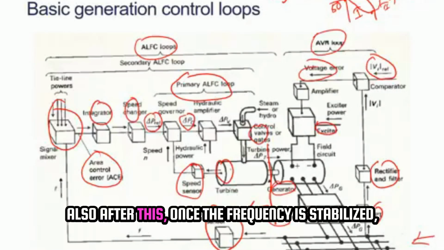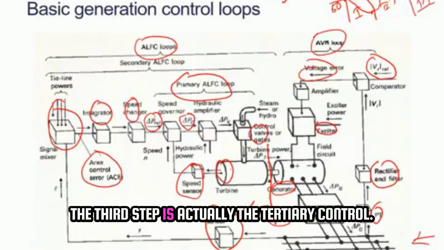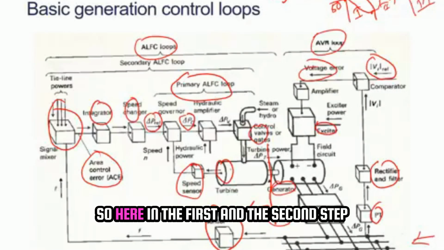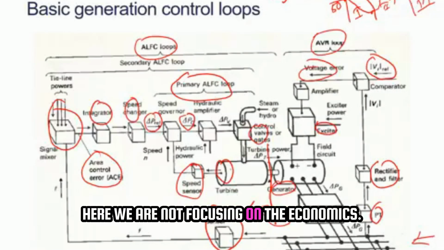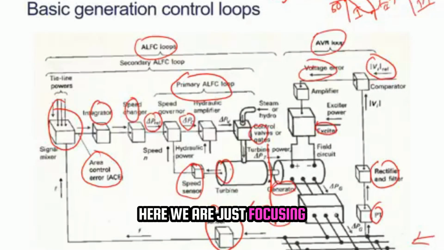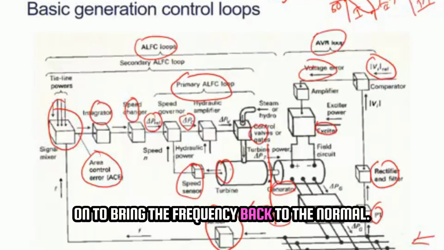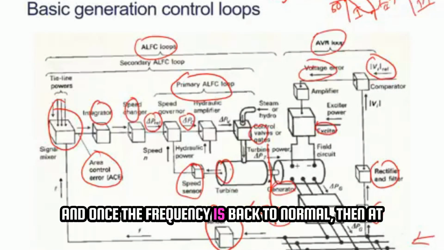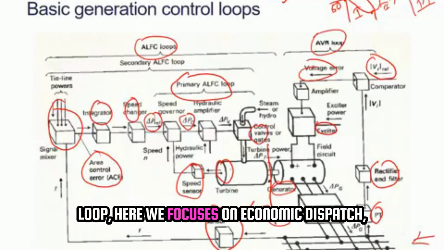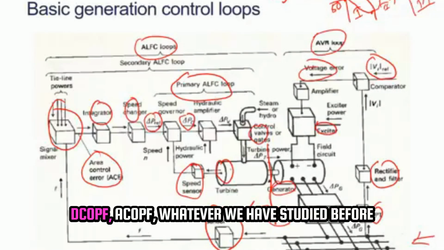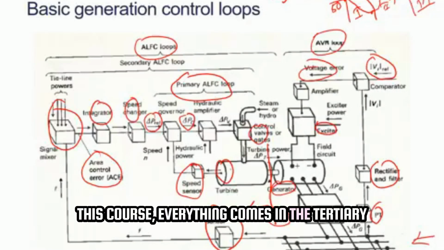Also, once the frequency is stabilized, the third step is the tertiary control. In the first and the second step, when we are trying to stabilize the frequency, we are not focusing on the economics. We are just focusing on bringing the frequency back to normal. And once the frequency is back to normal, then at the third stage, which is called the tertiary loop, we focus on economic dispatch, DCOPF, ACOPF, whatever we have studied before this course, everything comes in the tertiary loop.